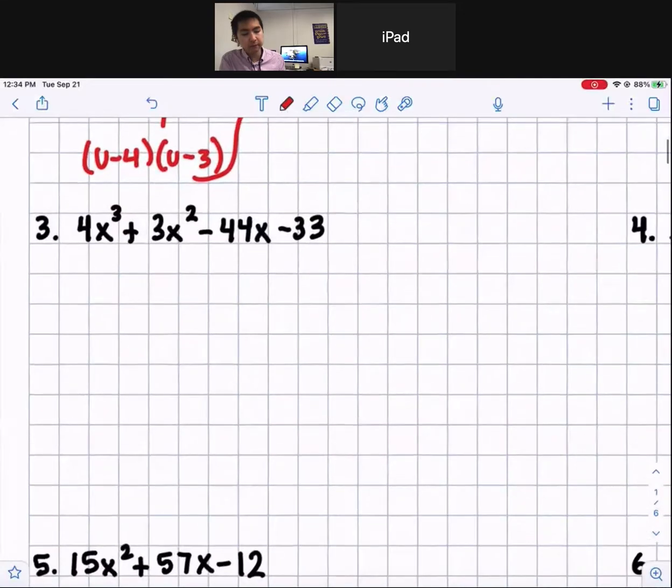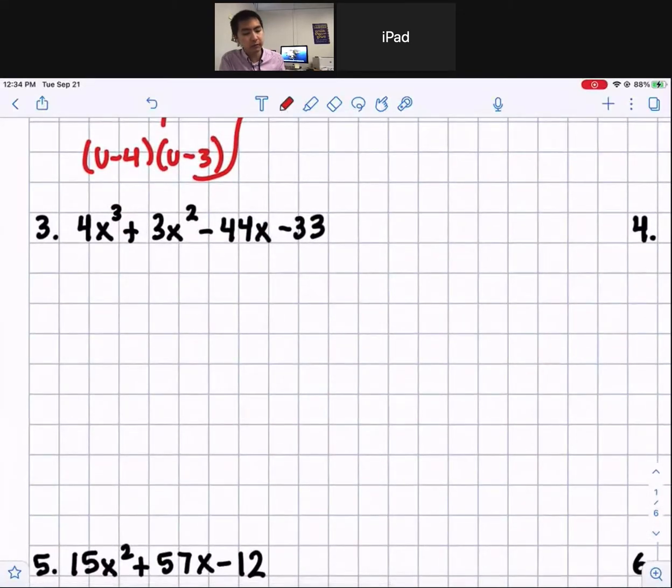Number 3. There's 4 terms here, so let's try grouping. From here, you can factor out x squared, leaving 4x plus 3. And from here, you can divide each of the numbers by an 11, but since there's a negative in the front, we factor out a negative 11.